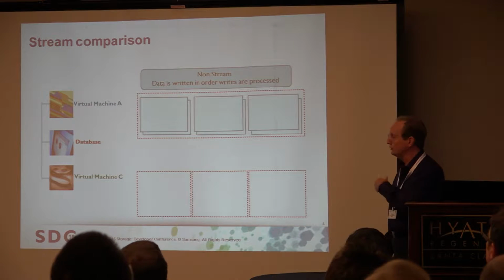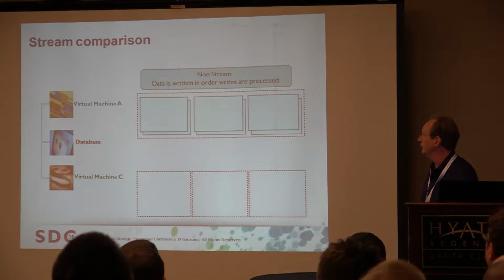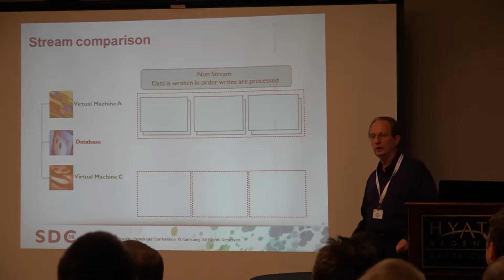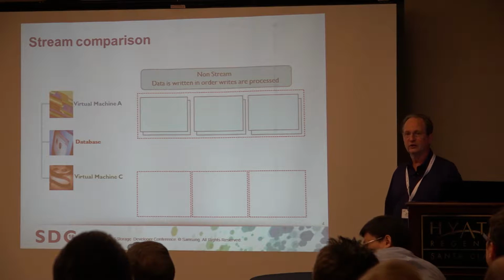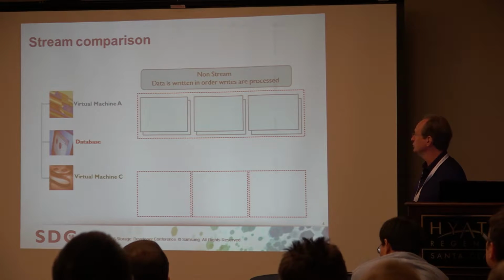So how do streams work? This is a little animated slide that I put together to give you an idea. Assume you have three different places that data is coming from, and each of those sources is going to erase or delete the data at the same time. So you have virtual machine A, you have the database, you have virtual machine C.